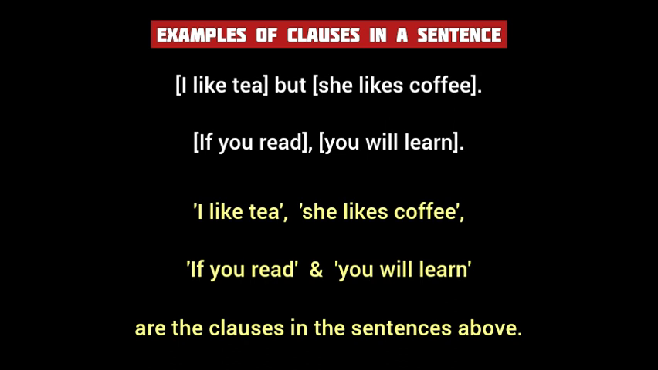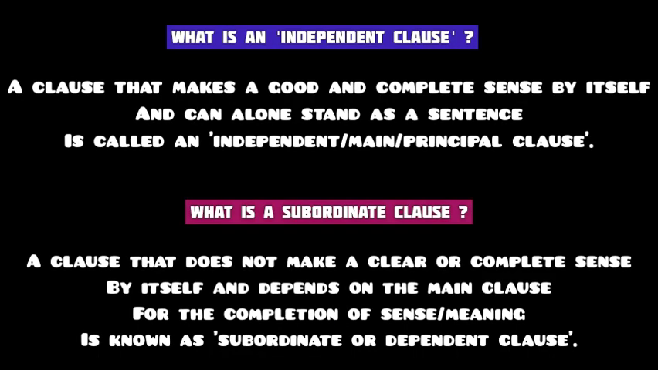"I like tea but she likes coffee." In this sentence, "I like tea" is the first clause and "she likes coffee" is the second clause. And in the second sentence, "if you read" is the first clause, "you will learn" is the second clause. You will notice that all the four clauses in these two sentences have their own subjects and predicates. Now we know that a sentence may have two or more clauses, each with their own subject and predicate.